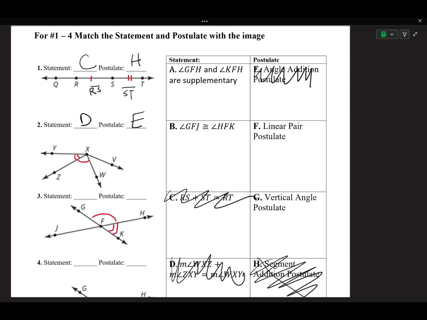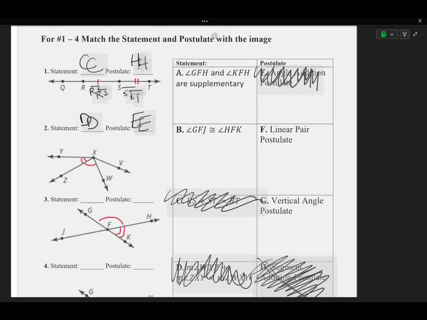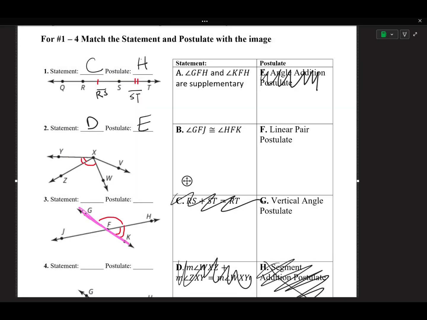Number 3 also has two angles next to each other. However, these two angles will form a straight line. This is going to be a linear pair. It's a pair that forms a line. So that's letter F on our postulates.